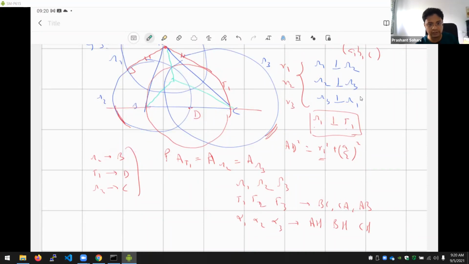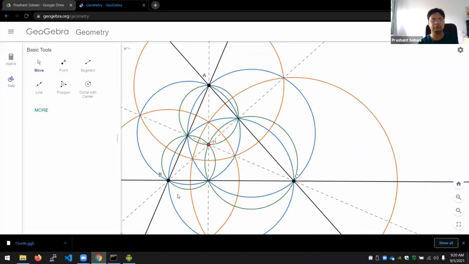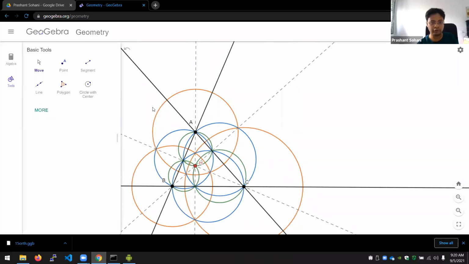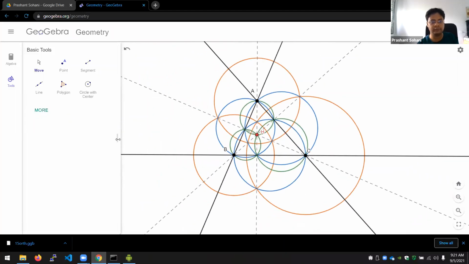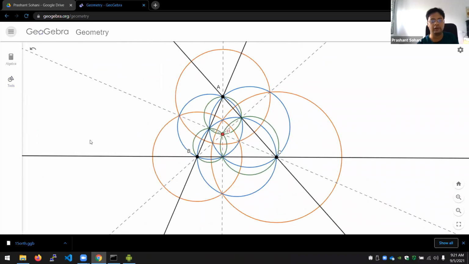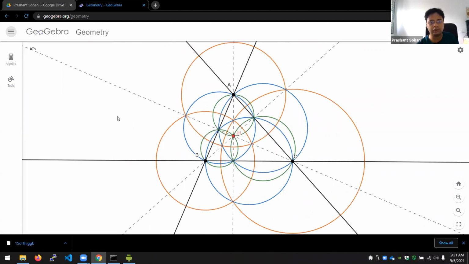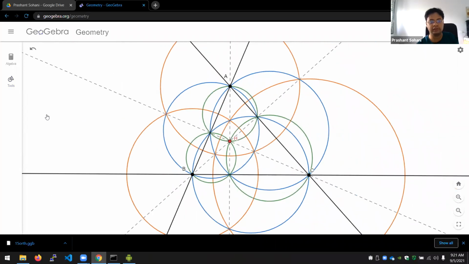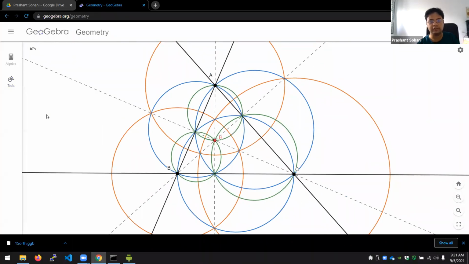In fact, I think I've drawn this diagram in GeoGebra, so I can show you. It's a very nice configuration. As it turns out, I won't go into details, but there are a total of 15 orthogonalities in this diagram. The blue circles are the ones with the diameters BC, CA, AB. The orange ones are the orthogonal circles which we have introduced, and the green circles are the ones with AH, BH, CH as diameters. You can work out the details, but between orange and orange, orange and blue, orange and green, blue and green, all the permutations, there are a total of 15 different orthogonalities sitting in this diagram.